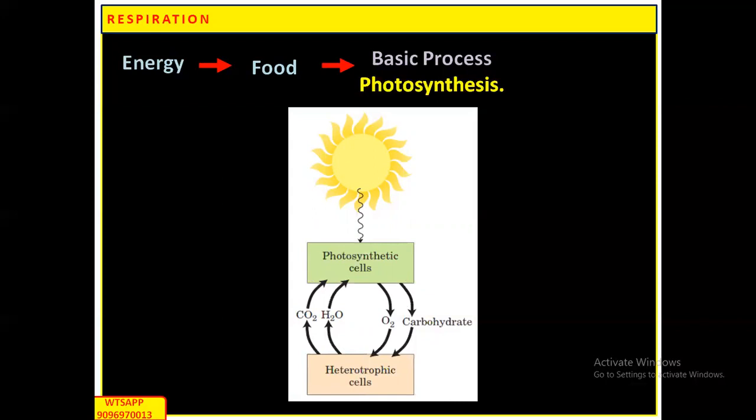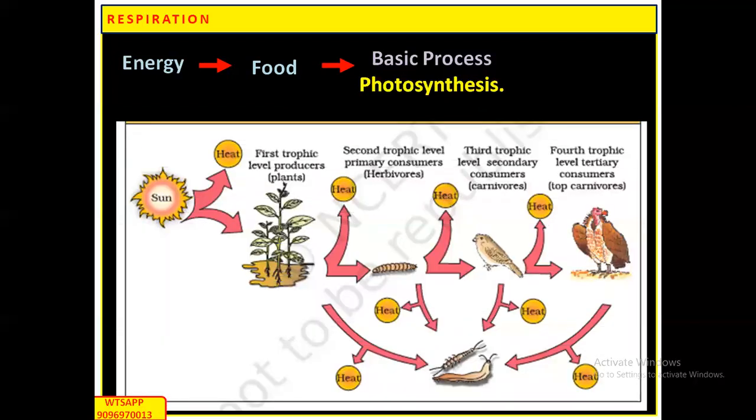In this way, all the heterotrophs get their energetic, nutritious food from photosynthesis. Here, you can see the different trophic levels. All the heterotrophs get their energy from the autotrophic organisms. The grazing food chain always starts from the green plants. Green plants are the source of food in the food chain. So all the biomass present in these trophic levels, herbivores, carnivores, top carnivores, is nothing but the food transferred through different trophic levels from autotrophs. Therefore, photosynthesis is the basic process.